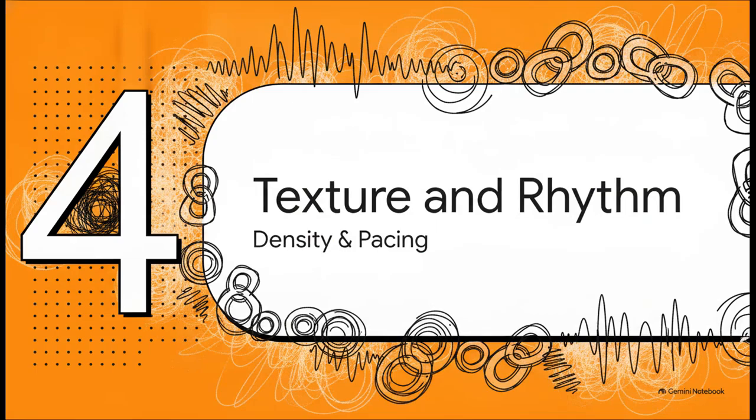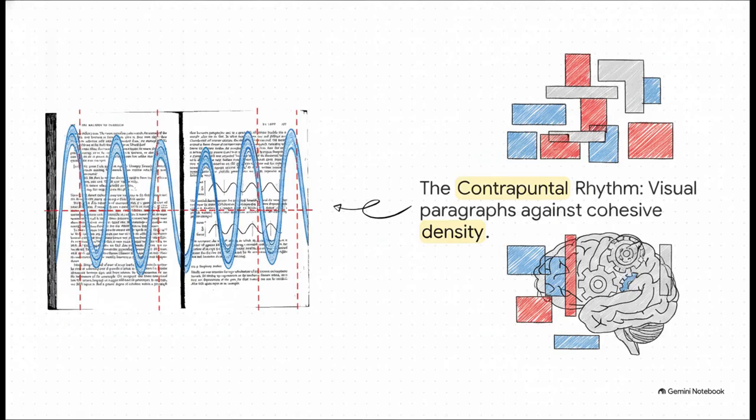Section 4, Texture and Rhythm. Let's talk about density and pacing. Now, texture isn't just a simple on or off switch, and this slide brilliantly illustrates what we call contrapunctal rhythm. See the vertical lines? Those represent physical paragraph breaks, basically the rhythm of the eye. But look at the wavy lines. Those represent the density of semantic cohesive ties.